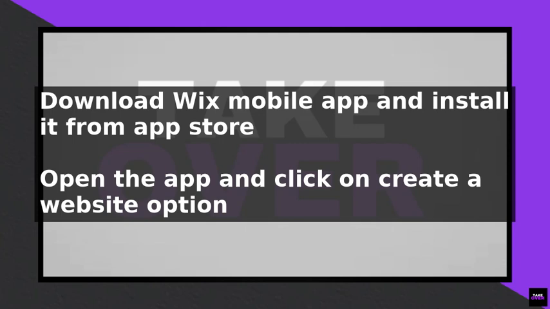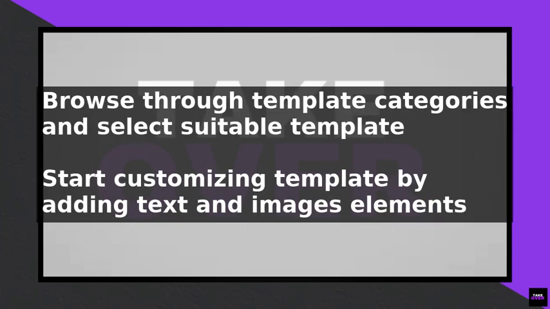Browse through the various categories and select a template that suits your needs. You can also start from scratch if you prefer. Once you have selected a template, you can start customizing it by adding your own text, images, and other elements. Use the drag and drop feature to add new elements to your website and arrange them as you like.